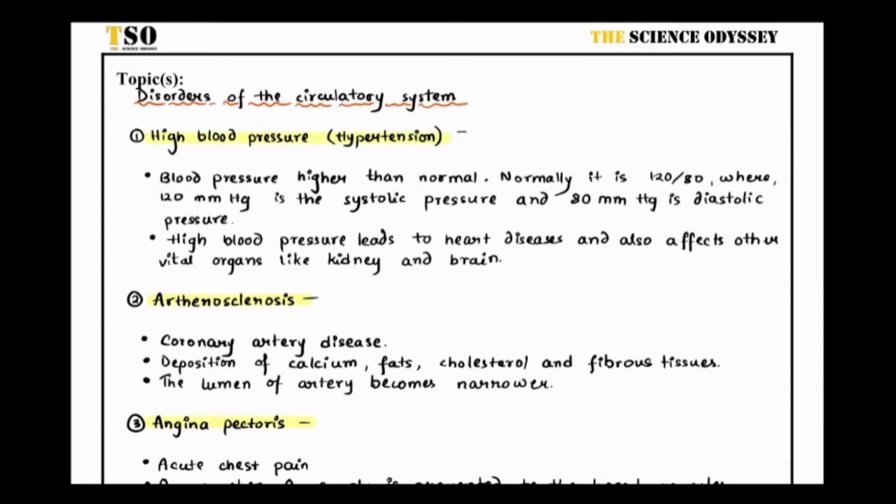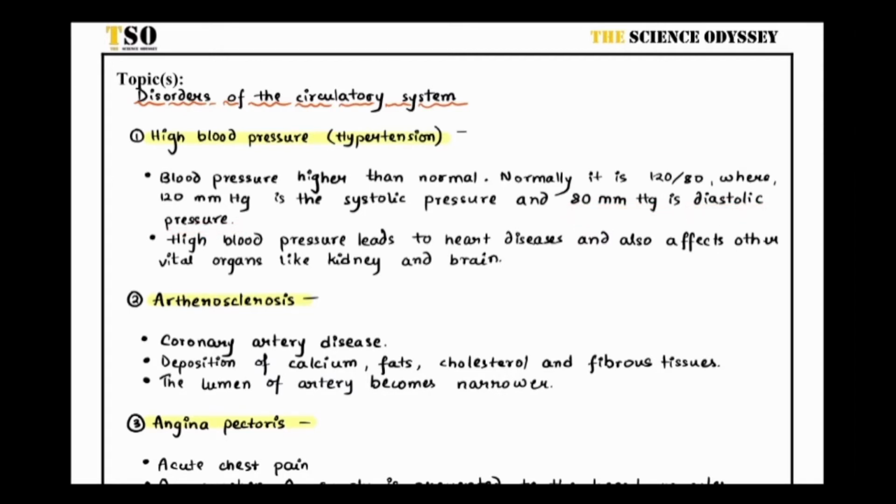Alright, let's talk about some of the disorders of the circulatory system. Now the first one that we're going to deal with is called hypertension, and this is very common. You have probably heard of this a lot of times. So this basically means that the blood pressure is higher than the normal. And normally the blood pressure has to be around 120 to 80, 120 by 80. That is 120 mm of Hg is the systolic pressure and 80 mm of Hg is the diastolic pressure.